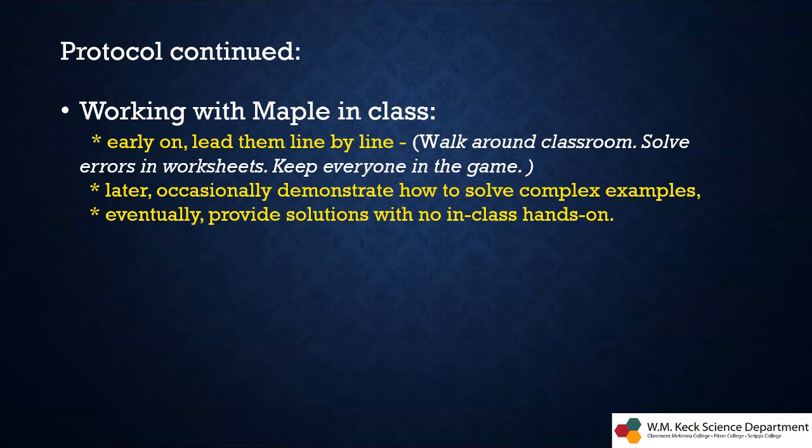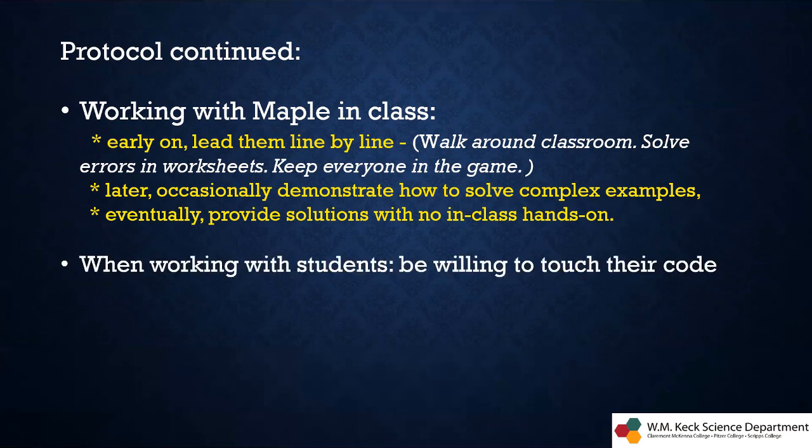I sometimes have to walk around the room, seeing what they're doing, find errors. Once they see a common error, it could be as simple as forgetting to put a semicolon at the end of the line, they get it. Later, we can reduce ourselves to doing the occasional demonstration of how to solve a more complex example, and eventually you can just simply hand out solutions in class. But early on, leading them line by line is very useful to generating confidence in what they're doing.